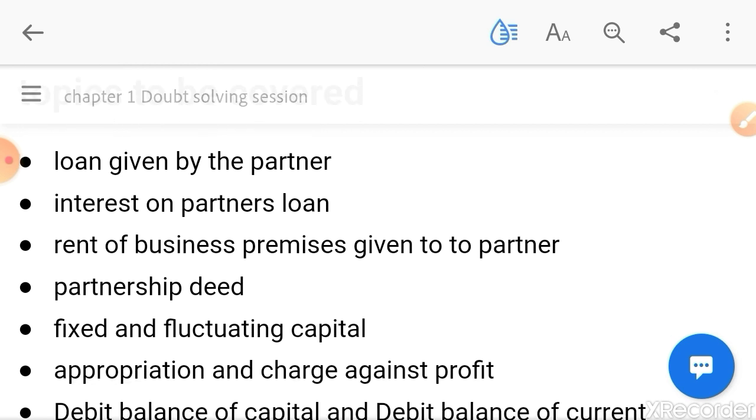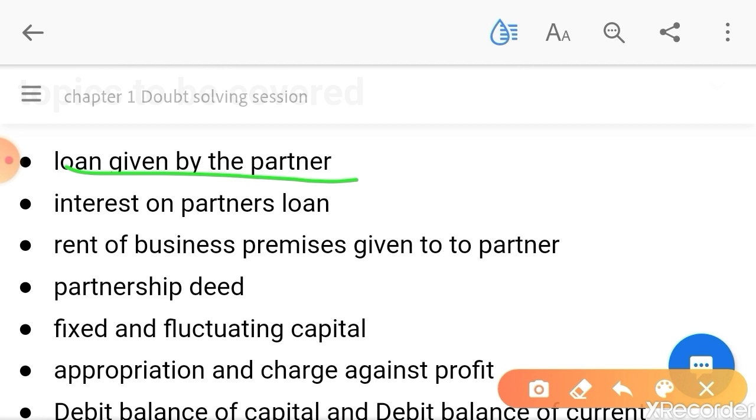Here are the topics. First one is loan given by the partner. See students, there are two liabilities. One is internal liability and the other is external liability, which is also termed as debt. Now, a partner can introduce money in the business in the form of capital, that is internal liability, and in the form of loan, that is external liability. So external liability carries interest, that means loan carries interest which is to be paid to the partner.